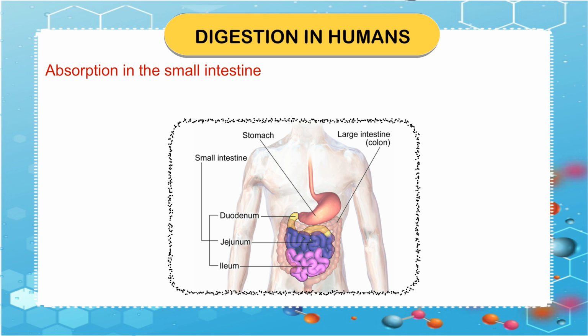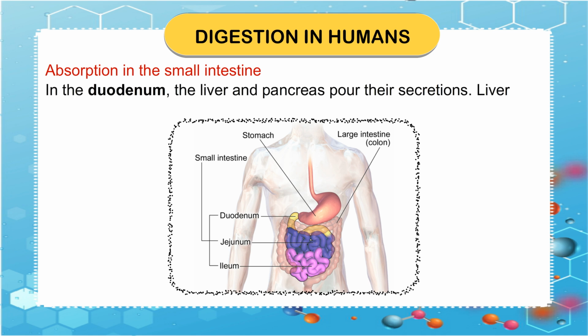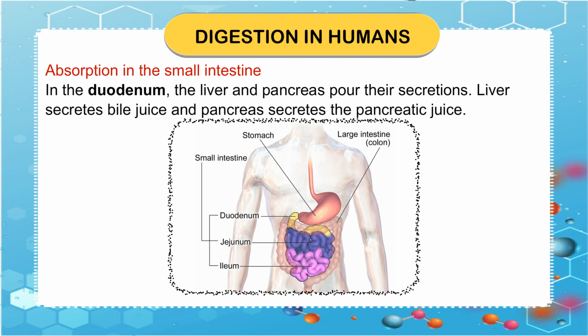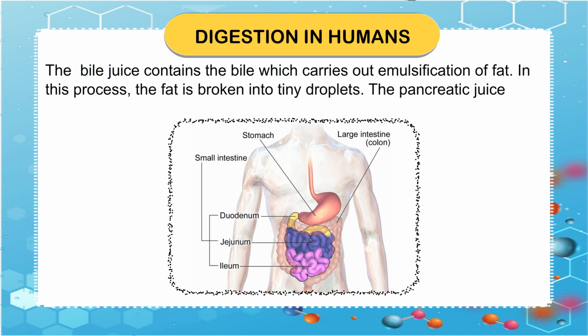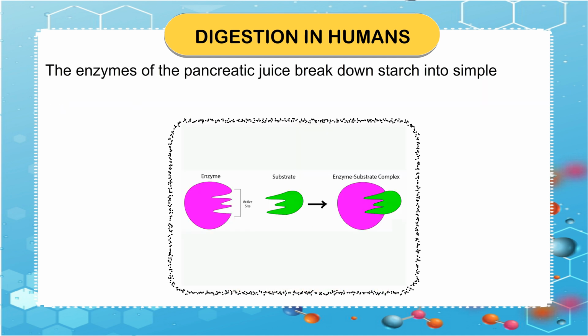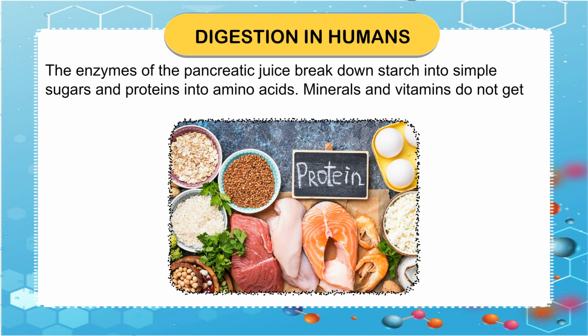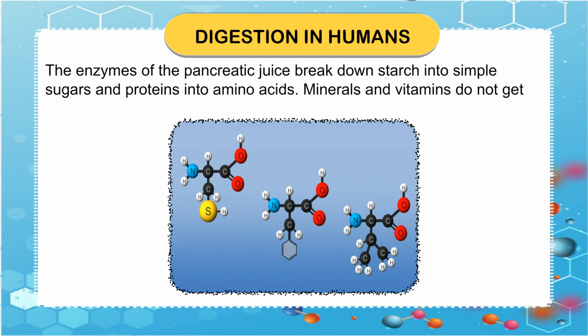Absorption in the small intestine. In the duodenum, the liver and pancreas pour their secretions. Liver secretes bile juice and pancreas secretes the pancreatic juice. The bile juice contains the bile which carries out emulsification of fat. In this process, the fat is broken into tiny droplets. The pancreatic juice contains several enzymes. The enzymes of the pancreatic juice break down starch into simple sugars and proteins into amino acids.